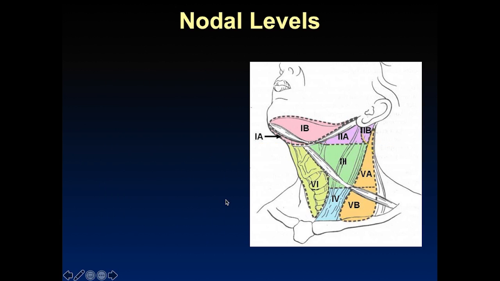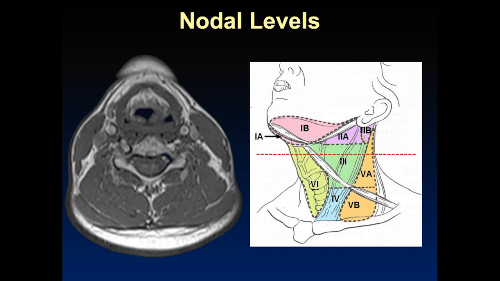As you move a little lower, below the body of your hyoid, we're now moving into level 3 lymph nodes. So what defines or separates level 2 and level 3? That would be the body of the hyoid. So here you see that I've highlighted on the axial images level 3 lymph nodes.